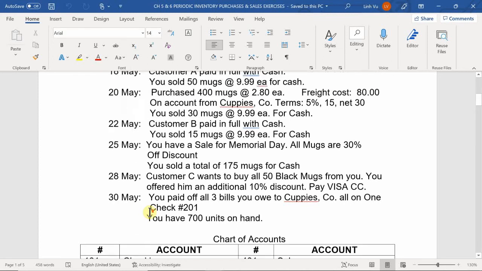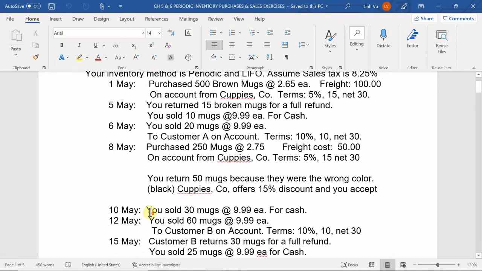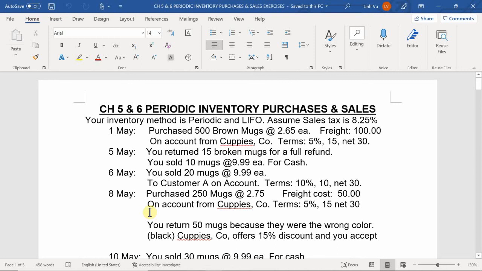So let's take a look at the purchases of inventory we actually made. The first purchase of inventory we made was on May 1st. In this case, we end up returning some of them. We return 15 of the broken mugs for a full refund. So we have to make sure we understand that we purchased something and we ended up returning something.